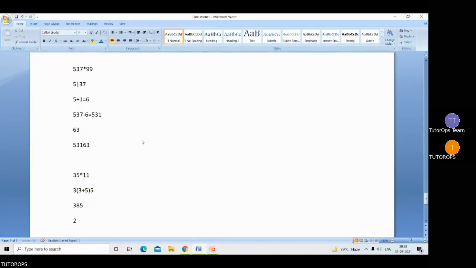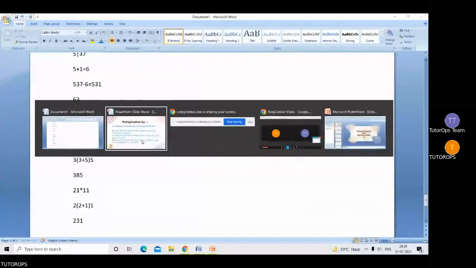So for 21 into 11, 2 will be the first digit, then 2 plus 1 will be the middle digit, and then 1 will be the last digit. So 231 will be the answer. So nothing to do with 11. Just putting the number, I can say the answer for 11.